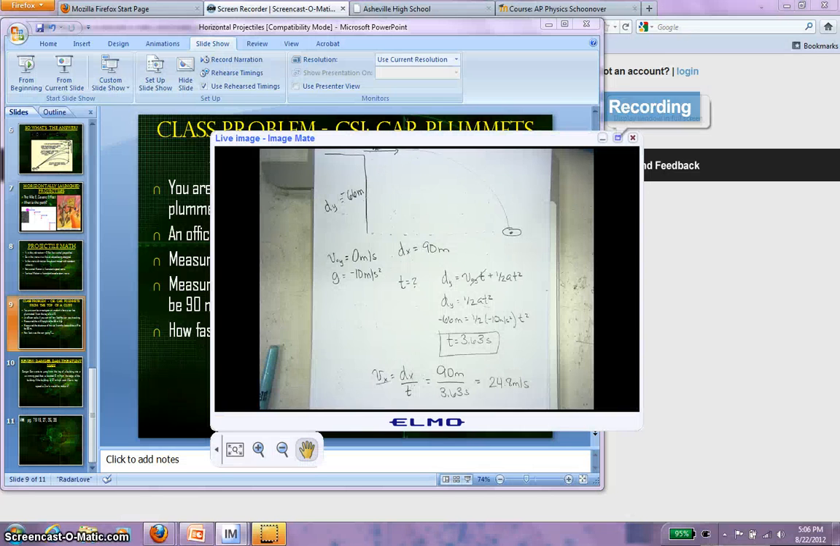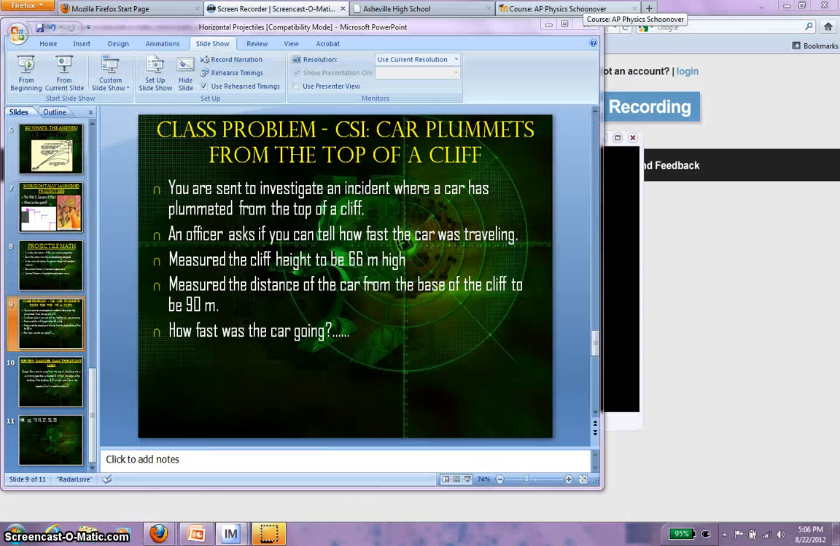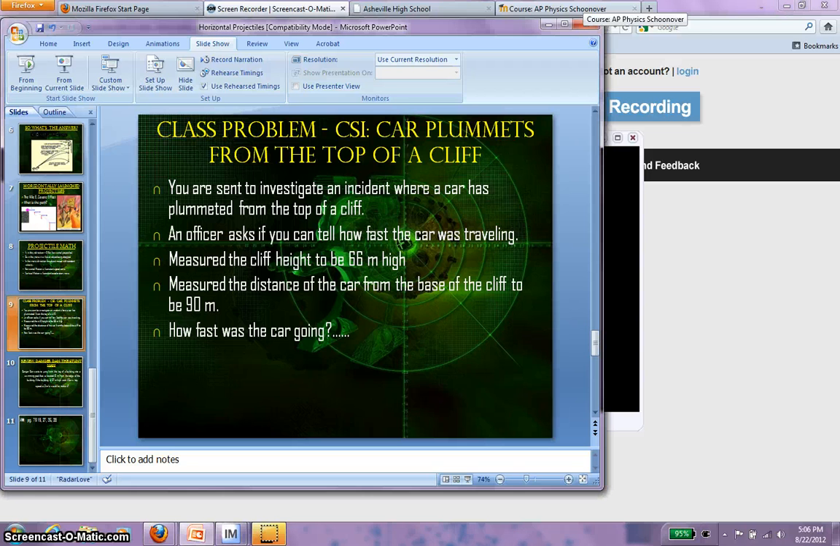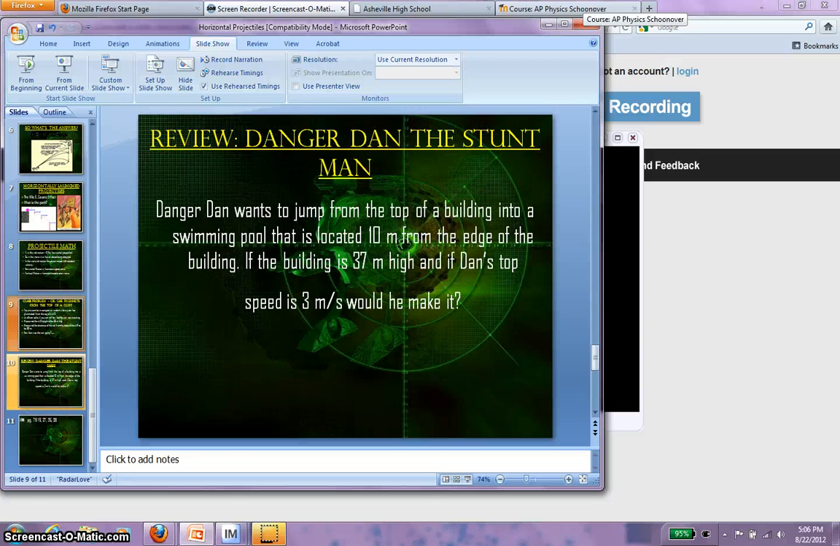Okay, let's do one more quick one. In this problem it says, Danger Dan wants to jump from the top of a building into a swimming pool that's located 10 meters from the edge of the building. If the building is 37 meters high, and if Dan's top speed is 3 meters per second, would he make it? So we have 10 meters away and a 37 meter building. Let's go ahead and do this one.